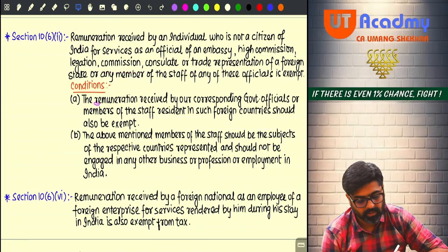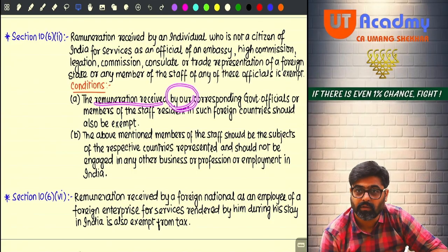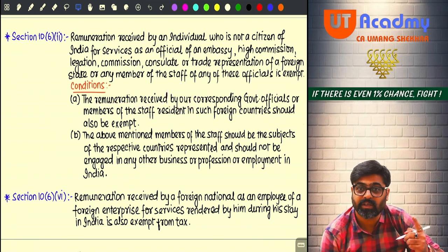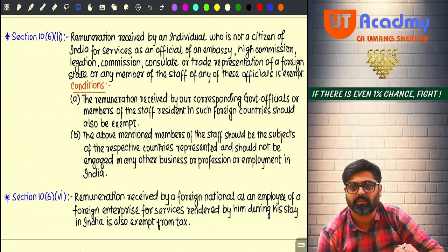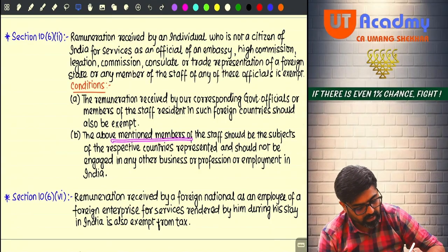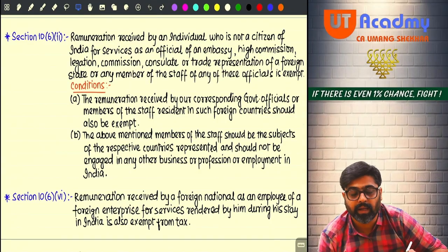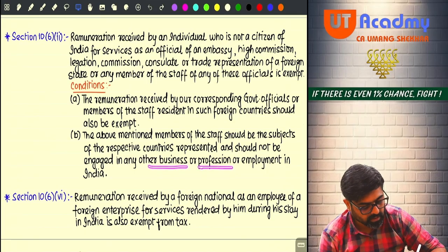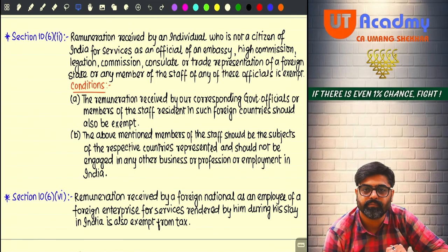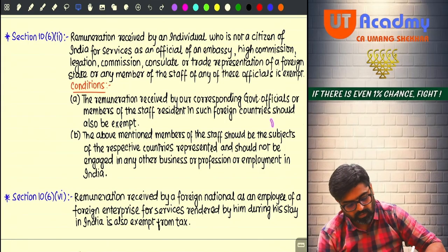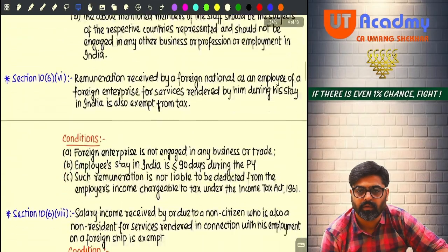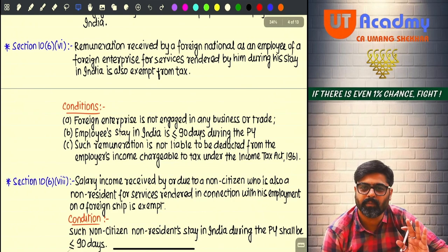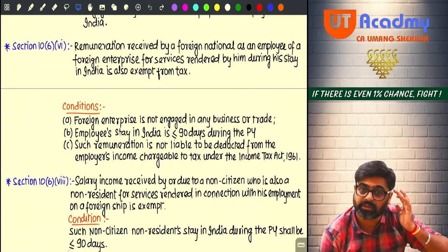Condition: the remuneration received by our corresponding government officials and their staff members is also exempt in your country, then your salary we are going to exempt and your staff salary we are going to exempt. Yes or no? And the above mentioned members should not be engaged in any business, profession or employment in India. Getting my point? If these two conditions are fulfilled, your remuneration will be exempt. Got it, sir? So, can I say, in short, salary of foreign diplomats and their staff members will be exempt in India. You just have to remember the conditions.